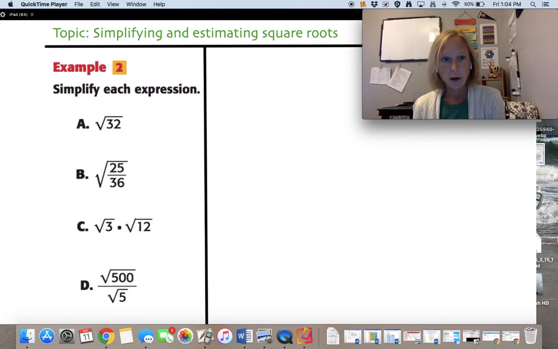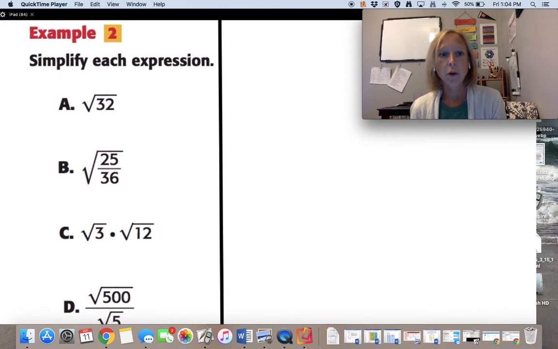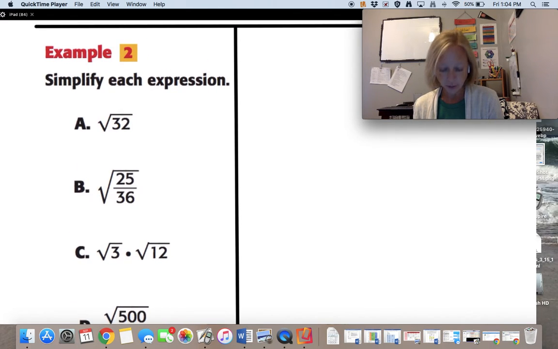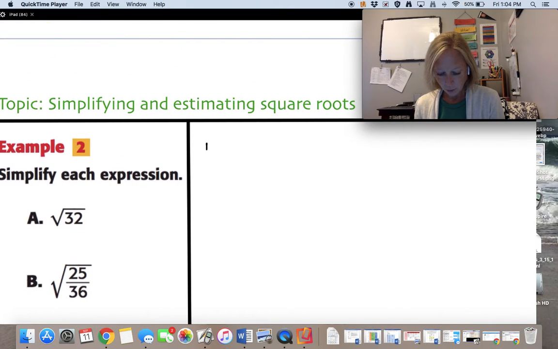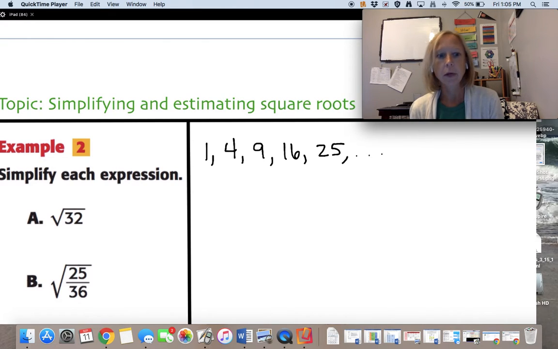So let's start with letter A, the square root of 32. We need to think to ourselves, are there any perfect squares that go into 32? What helps me is if I make a list of perfect squares at the top of my paper, just like we had on the previous screen: 1, 4, 9, 16, 25. I'm going to stop there because that probably will get me what I need. Do any of those numbers go into 32? 4 does. So we can break this down. We know the square root of 4 times the square root of 8 is equal to the square root of 32. But we also know the square root of 4 is 2.